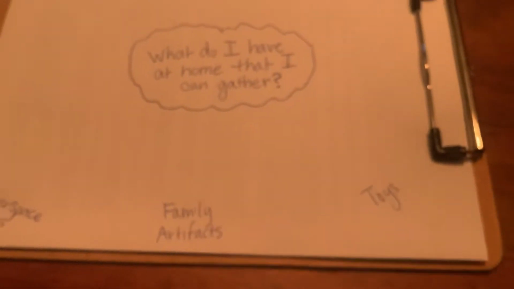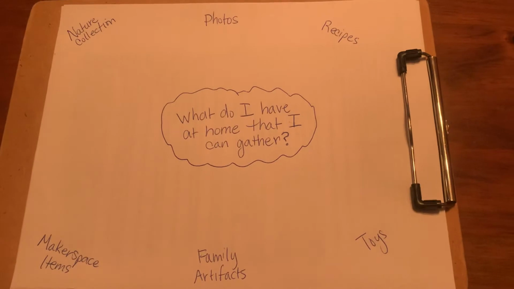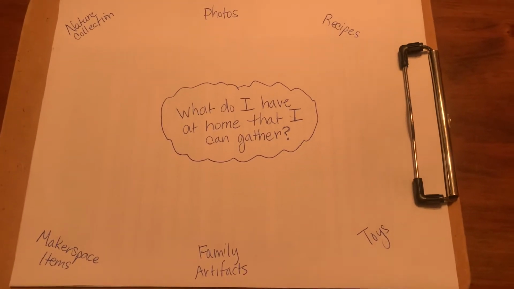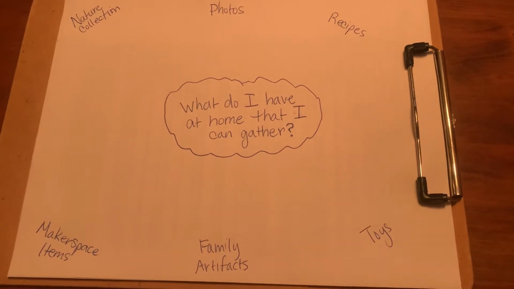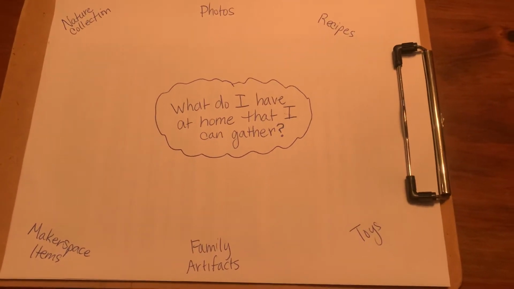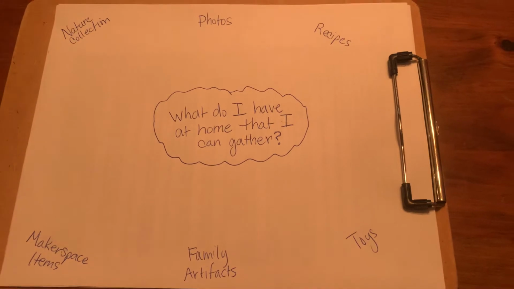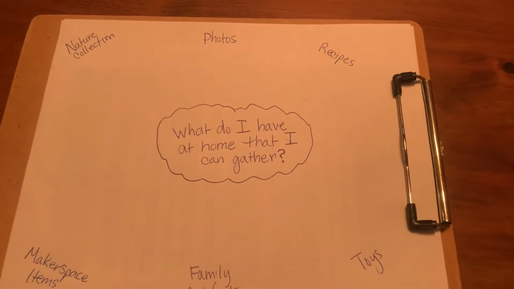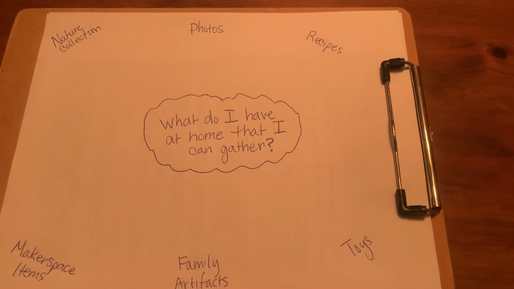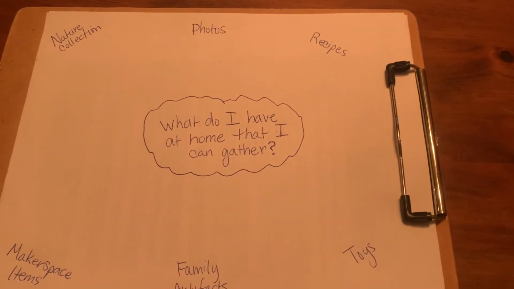Now, when you ask yourself the question, you have to think, what do I have in my house that I can gather? And then you brainstorm your ideas. So if I'm going to make a nature collection, I have to think, what do I have in my house? And you can brainstorm your ideas with words or with pictures.